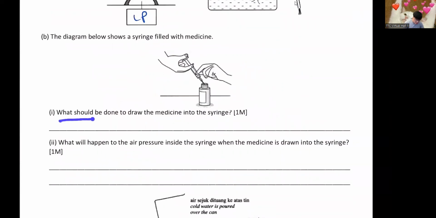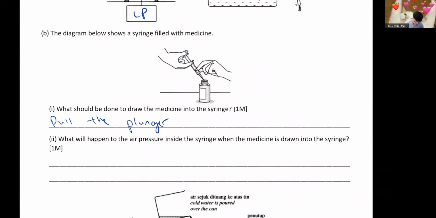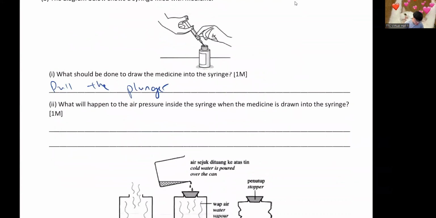So what should be done to draw the medicine into the syringe? You can pull this thing. You can call this a plunger or you can call it a piston. Okay, pull the plunger or piston.